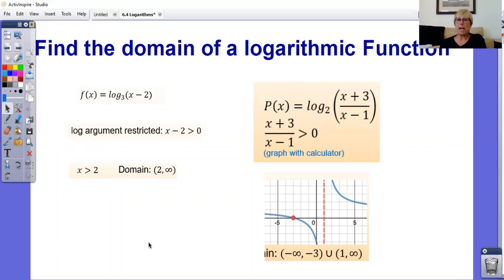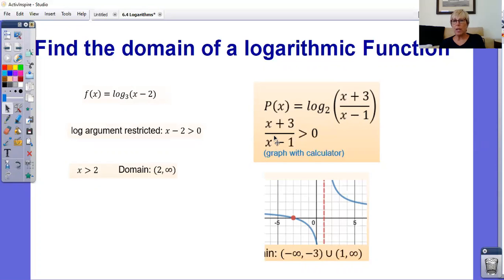So now you'll have to find the domain of a logarithmic function. Let's take a look at this first example. The argument must always be positive. That is your restriction. So take that argument and set it greater than 0. In this nice linear expression, I'll just add 2 to both sides, and x is greater than 2 would be my domain. But the argument can sometimes be nasty.